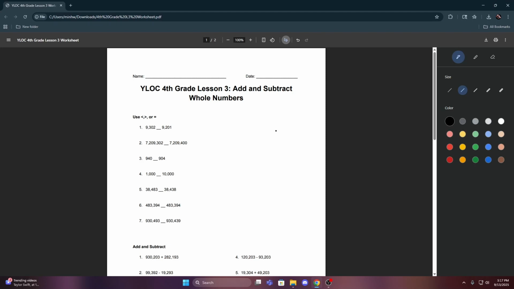Hello, welcome to lesson 3, which will be adding and subtracting whole numbers. Use less than, greater than, or equal to. This is mainly a review from our last lesson.